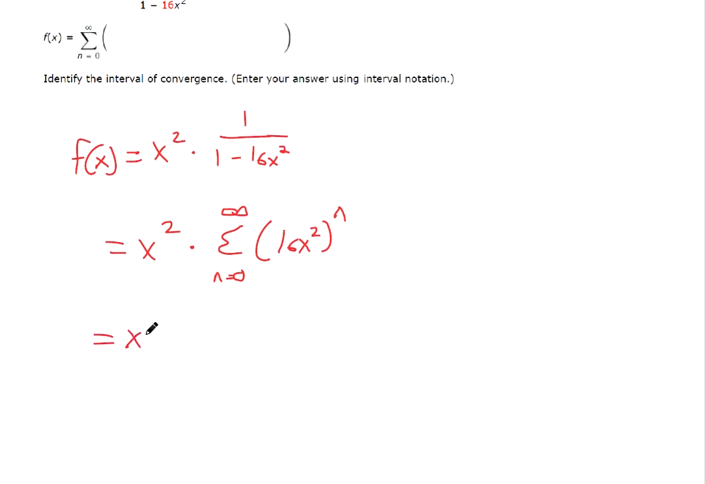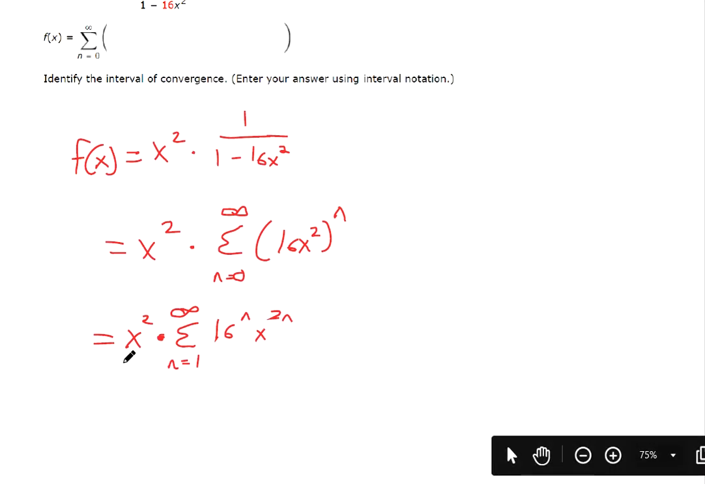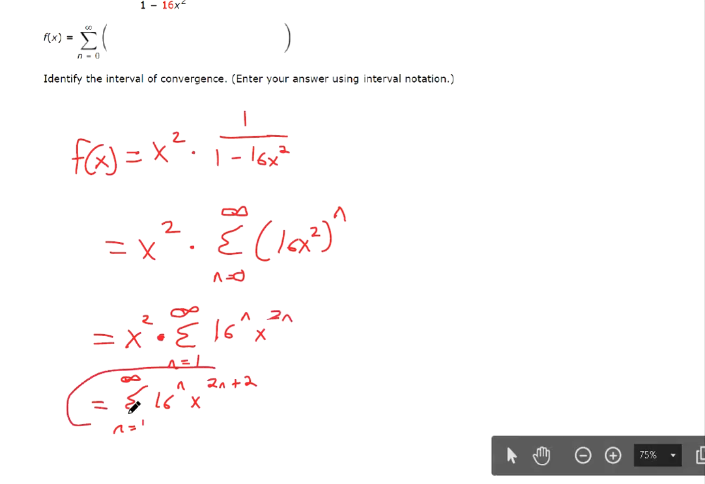Or written another way, times 16 to the n x to the 2n. And then to clean it up a little bit more, you're multiplying everything by x squared. So you could just multiply that on the inside here. That's 16 to the nth power x to the 2n plus 2 power, because the powers will add up. So that should be fine. I don't know why I changed from 0 to 1, but that should be from n equals 0 to infinity.